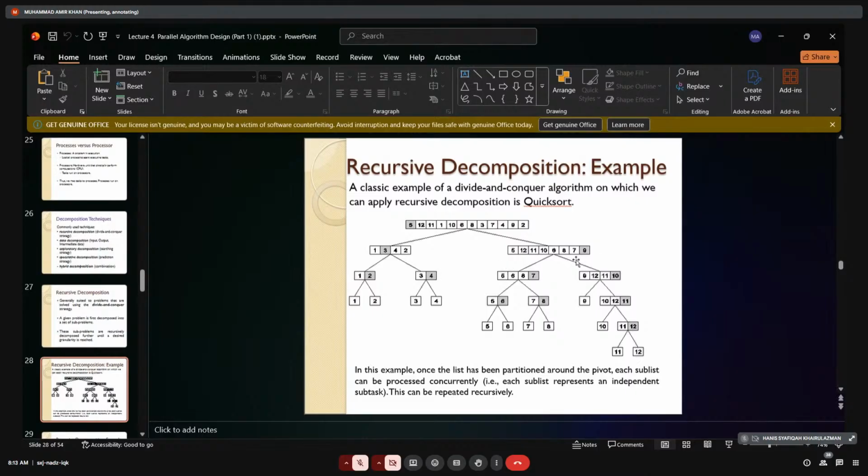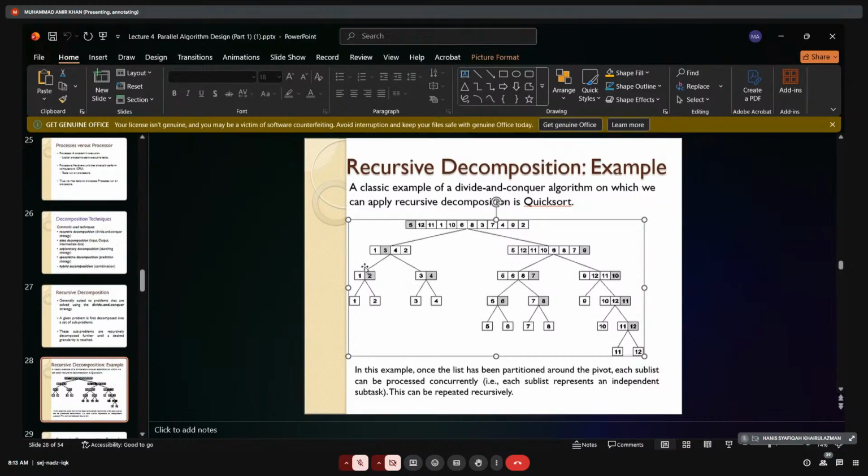And if we go to the other side, the list 5, 12, 11, 10, 6, 8, 7, 9. We choose the pivot value 9. Left side must be less than 9, and right side must be 9 and greater. So we have 7, 8, 6, and 5. Understand? And the other side, we have 9 and greater than 9: 9, 12, 11, and 10.